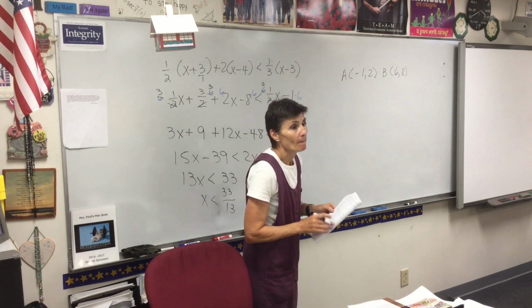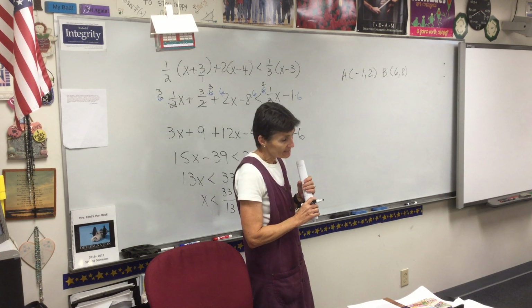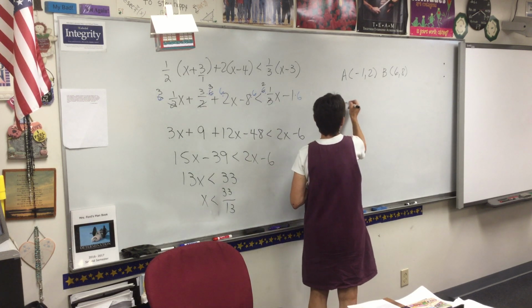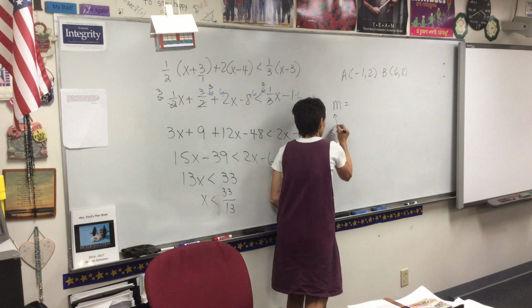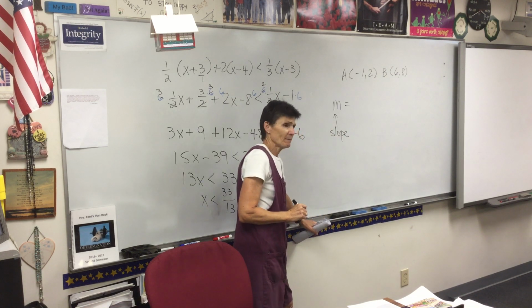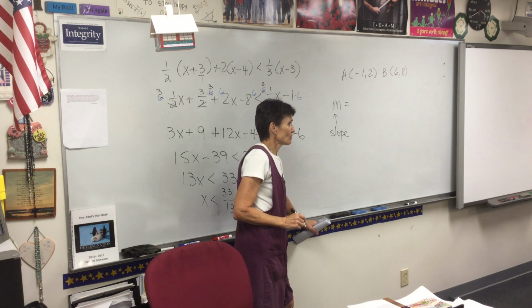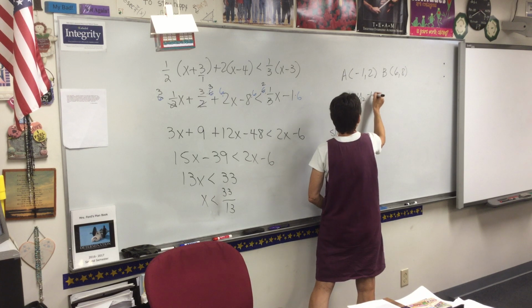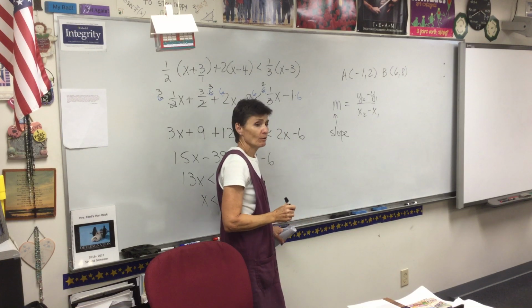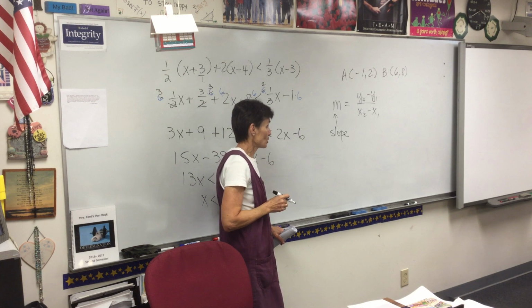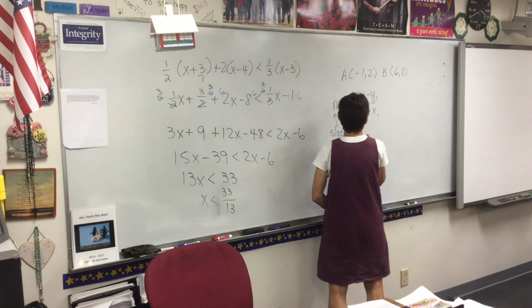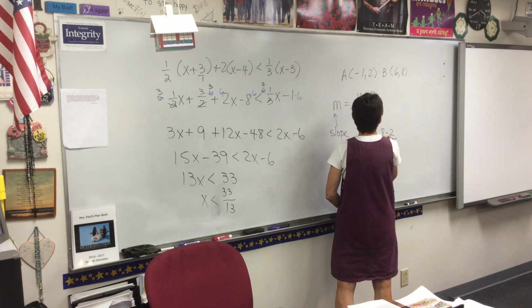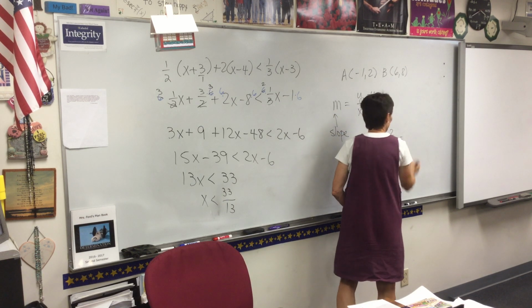So y2 minus y1 over x2 minus x1. That's exactly what it is. So when we find slope, and M is the letter we use for slope, to calculate it, we subtract our y's and subtract our x's. So y2 minus y1 over x2 minus x1. So the slope is going to be a fraction. And for this problem, we're going to get 8 minus 2 over 6 minus negative 1.